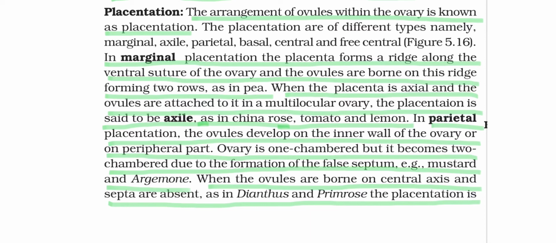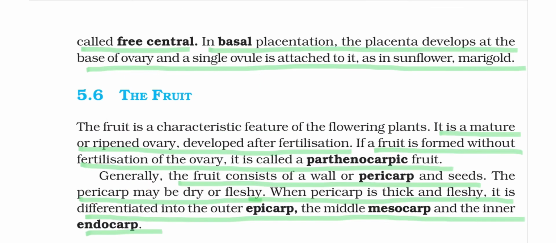Then in parietal, the ovules develop on the inner wall of ovary or on the peripheral part. Peripheral part is the outer part, and ovary is one chambered, but it appears two chambered due to formation of false septum. Septum is the wall which separates the two locules. For example, in mustard and argemone. Lastly, when the ovules are borne on the central axis in the center, and septa are totally absent, like in dianthus and primrose, then the placentation is said to be free central type.